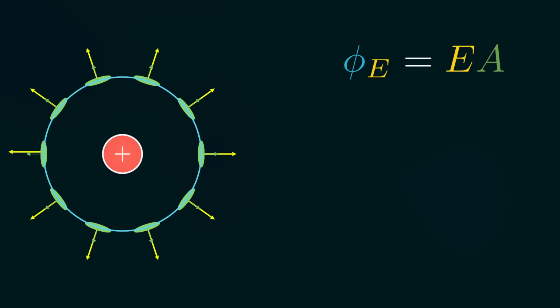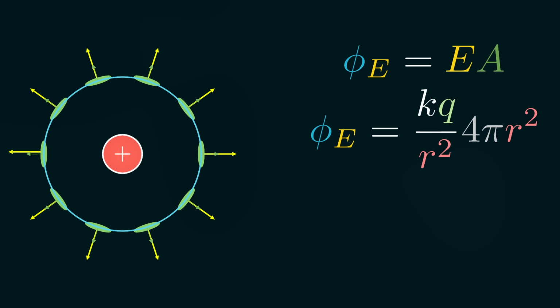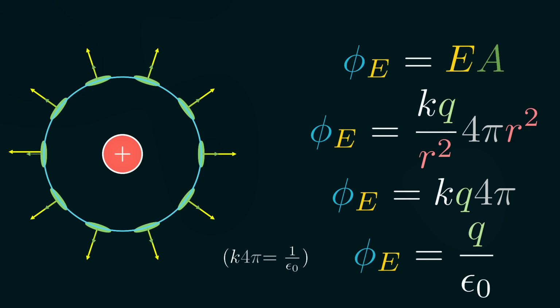So now we can start plugging things in. For the electric field, we have kq over r squared. For the area of our sphere, it's 4 pi r squared. We can cancel out the r squareds here, and then we'll also usually rewrite these constants, 4 pi and k, as a new constant, 1 over epsilon naught. And this is Gauss's law. The electric flux is equal to the charge inside the sphere divided by epsilon naught.